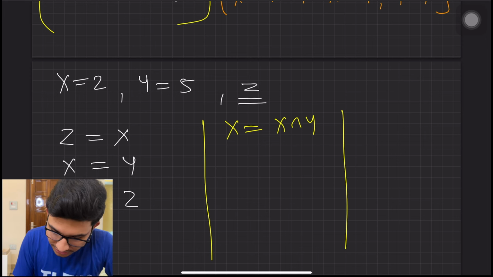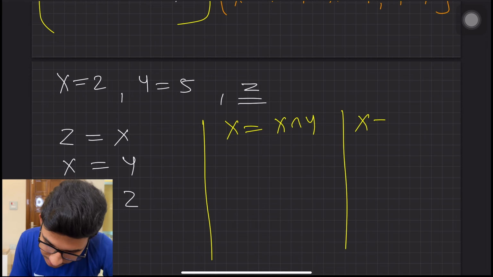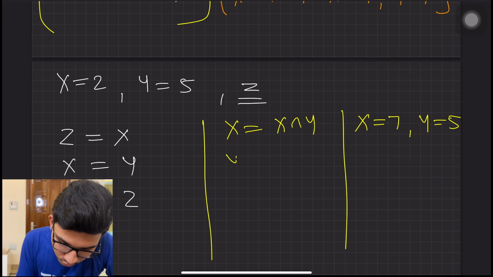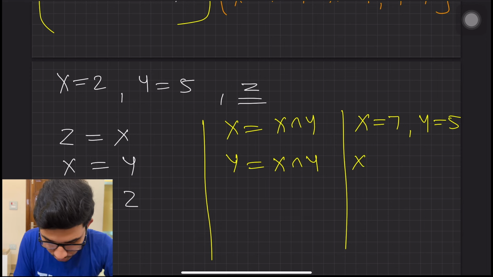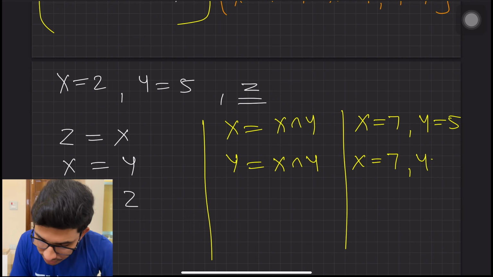So after this operation, x will become 2 XOR 5. What is 2 XOR 5? 2 XOR 5 is 7, and your y will continue to remain 5. Then you again do y is equal to x XOR y. So x will continue to remain the same, 7, while your y will become 7 XOR 5. What is 7 XOR 5? 7 XOR 5 is 2.